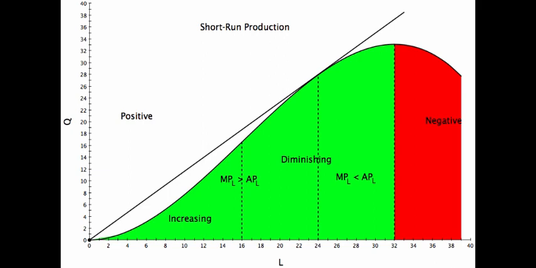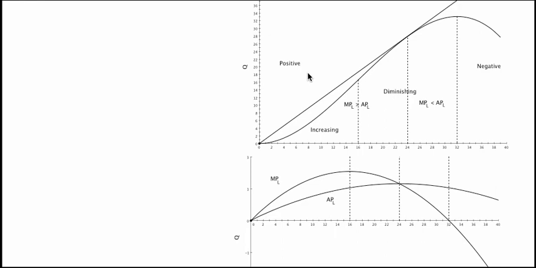The slope of the production function represents the marginal product of labor. The slope of a ray from the origin represents the average product of labor at any intersection point. Where the ray is just tangent to the production function, marginal product equals average product. As shown in this two-part diagram.